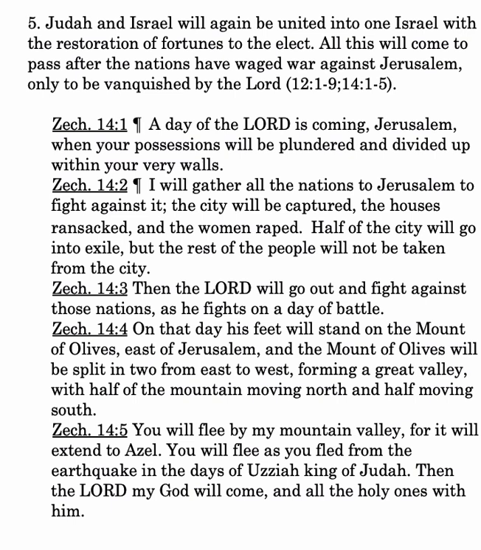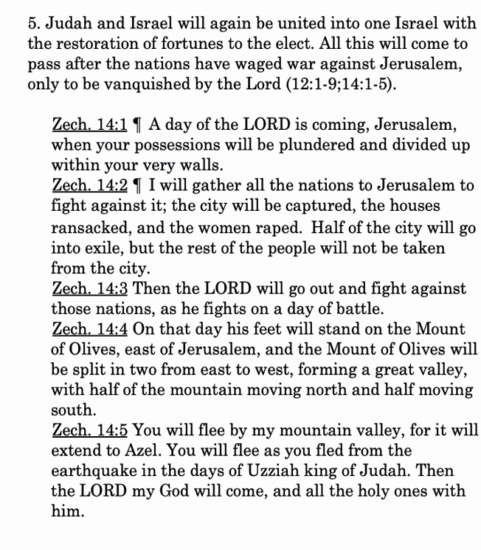A day of the Lord is coming, Jerusalem, when your possessions will be plundered and divided within your very walls. I will gather all the nations to Jerusalem to fight against it. This is basically the Armageddon campaign, by the way. The city will be captured, the houses ransacked, and the women raped. Half of the city will go into exile, but the rest of the people will not be taken from the city. Then the Lord will go out and fight against those nations as he fights on a day of battle.